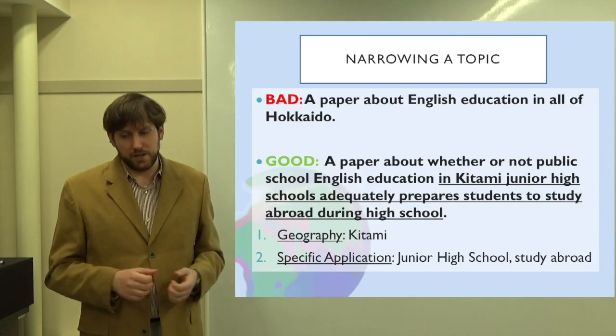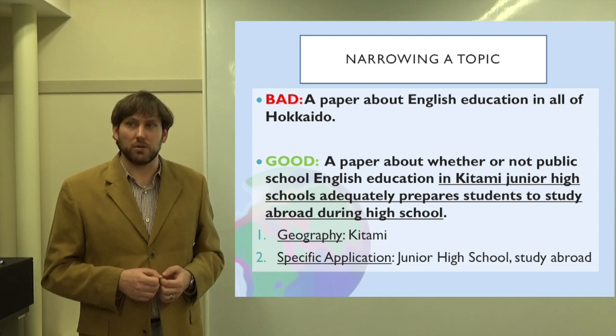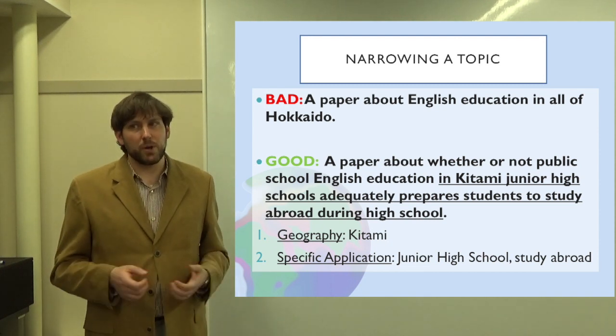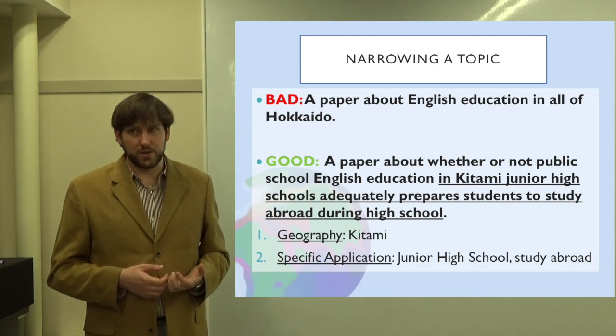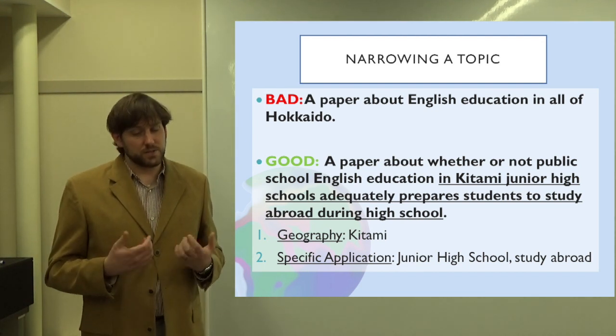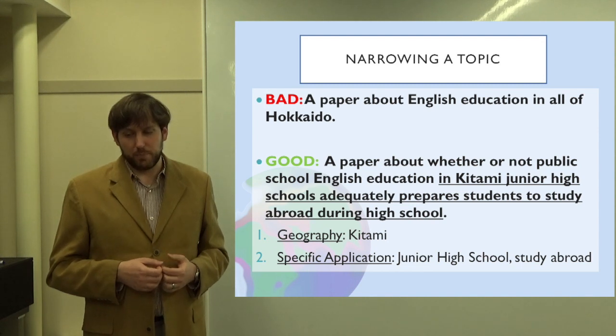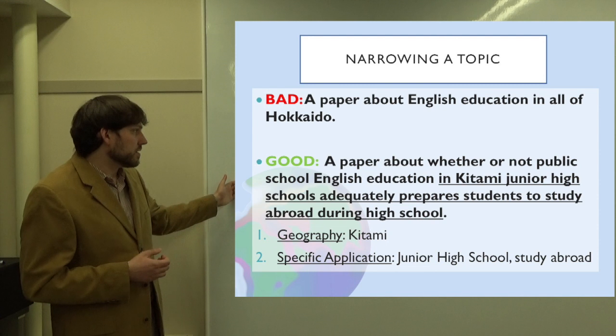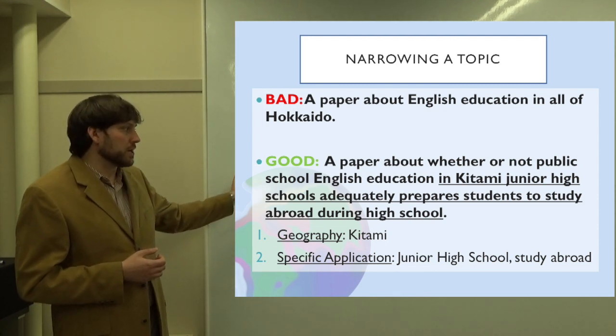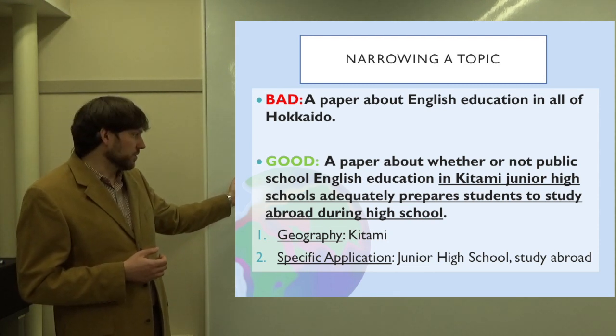So this would be bad, a paper about English education in all of Hokkaido. Why would this be bad? There's way too much that you could say about this. There are hundreds of schools, tens of thousands of pupils. Instead, a good paper could be this, a paper on whether or not public school English education in Kitami junior high schools adequately prepare students to study abroad during high school.